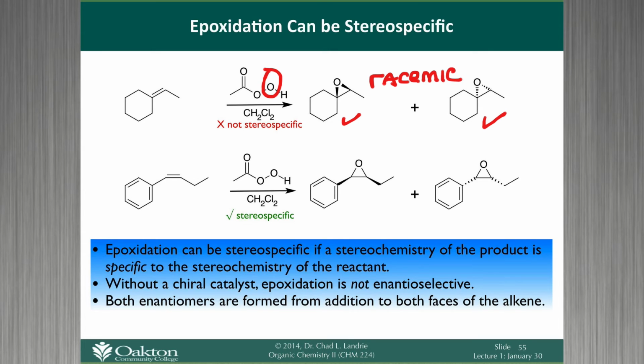Okay, so the top reaction is not stereospecific. It's also not enantioselective. I get both enantiomers. The bottom reaction is stereospecific, but again, it's not enantioselective. Right? These two molecules are enantiomers of one another, and I would expect there to be no preference for whether that extra oxygen in the per acid adds from the front or from the back. So I'd expect a 50-50 mixture of both. Again, a racemic mixture.